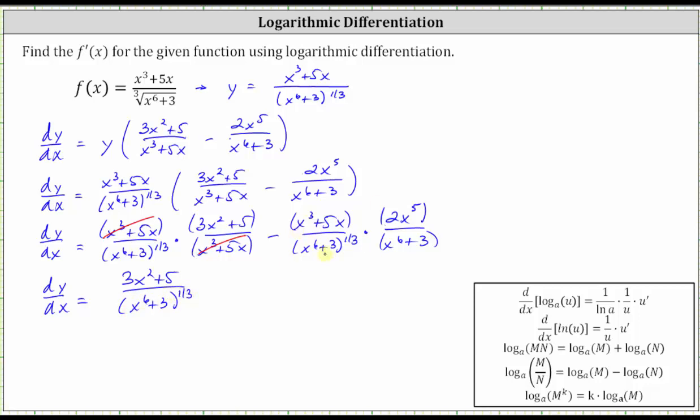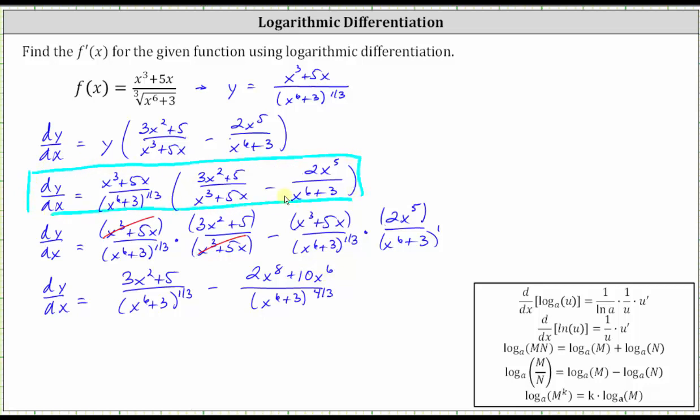Now looking at the second product, nothing simplifies, but when multiplying the denominators, because the bases are the same, we add the exponents. 1/3 plus 1 is 4/3, so the denominator is going to be the quantity x to the 6th plus 3 to the 4/3 power. In the numerator, we distribute 2x to the 5th, which gives us 2x to the 8th, and then plus 10x to the 6th. So while you may be able to leave the derivative in this form here, it may also be expressed in this final form here.